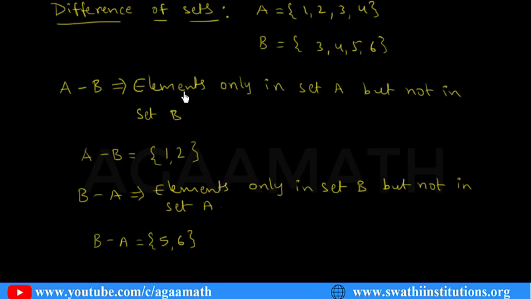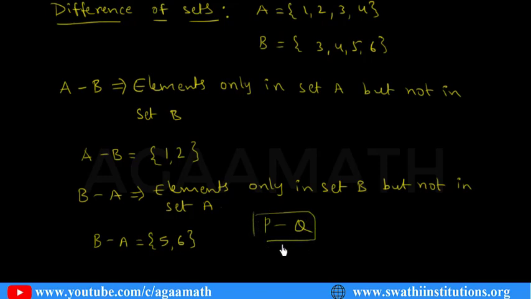A minus B means elements only in set A but not in set B. B minus A means elements only in set B but not in set A. For example, if I ask P minus Q, it means elements only in P but not in set Q. So that is about the difference of sets.